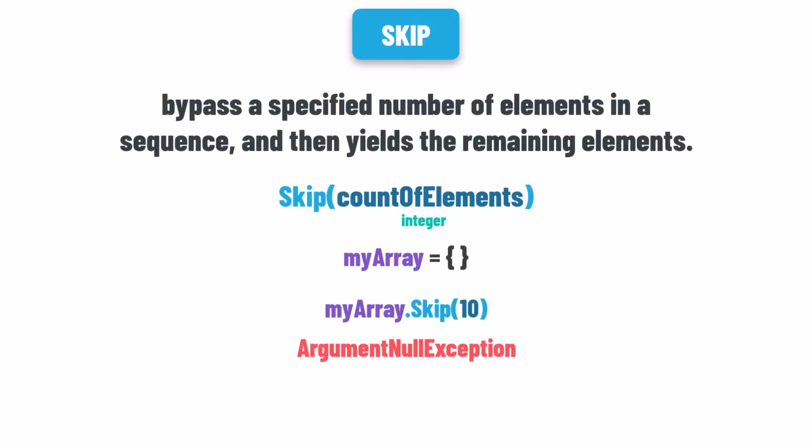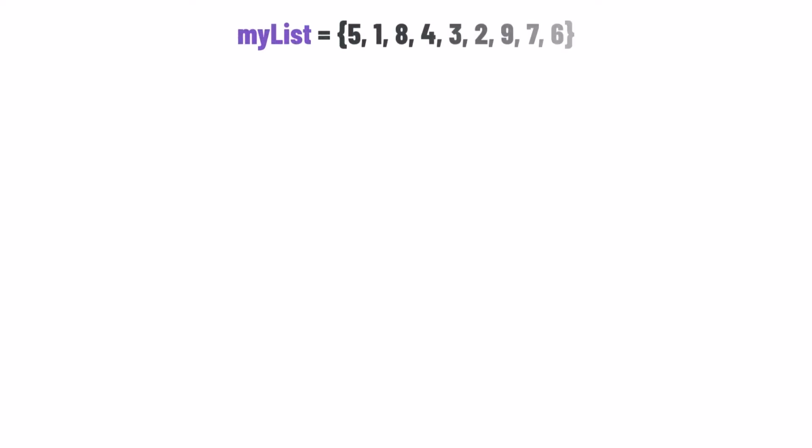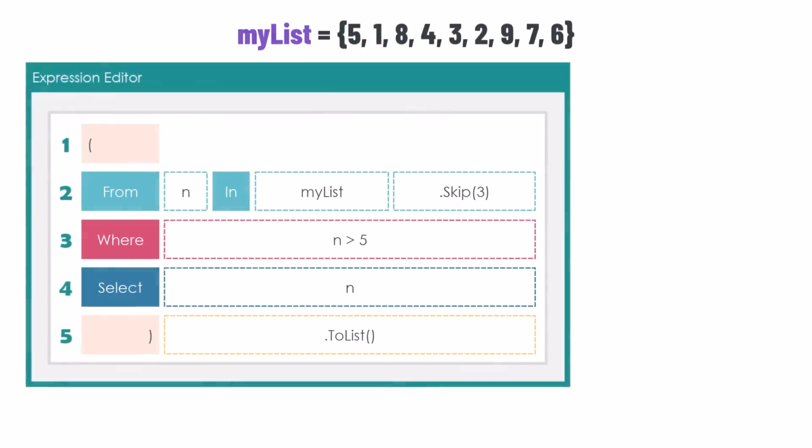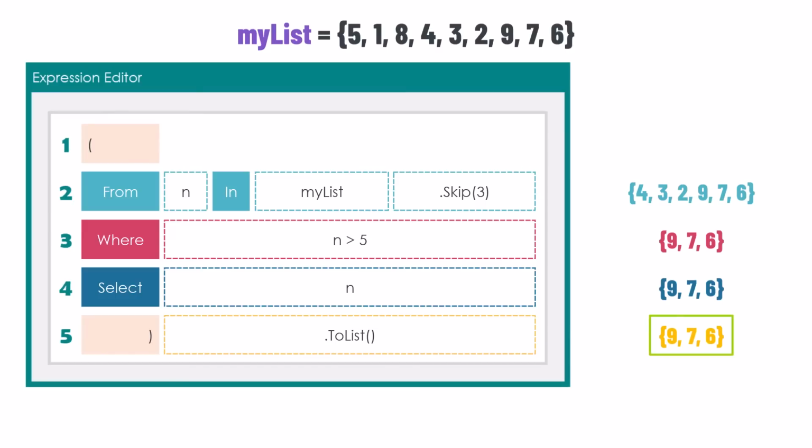Now, let's see the skip method in action with some practical examples. Consider a list of integers with the following values. Our aim is to bypass the first 3 numbers and then select the rest after filtering. Here's how the LINQ query for this looks. As you can see, I've used the skip method right after defining my data source. The sequence here will contain only the following numbers. After that I am filtering the sequence. The result here will be the following sequence. At the end I am selecting the numbers and then converting the output to list. So, the result is the following list.